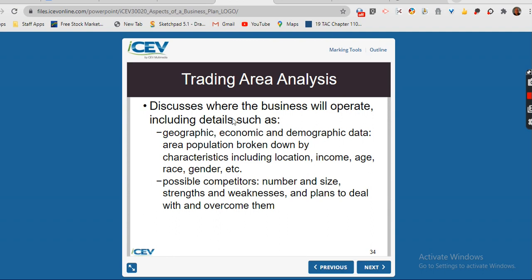Look at some of the problems that we have. We have geographic problems, meaning we can't get there. We might have some economic problems, meaning they're too poor to be able to buy our product. We may have demographic problems, meaning they don't play soccer, and so they wouldn't be interested in it. Some population or some characteristics, some income, some age, race, gender, all those things may come into play in terms of us looking at, can we actually deal with them?